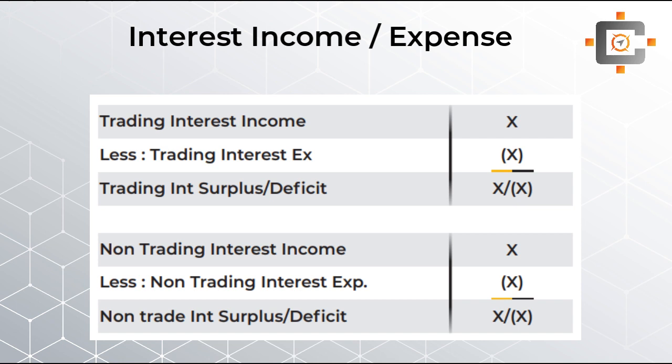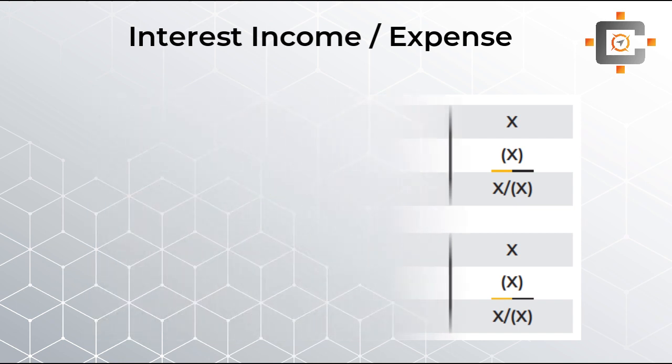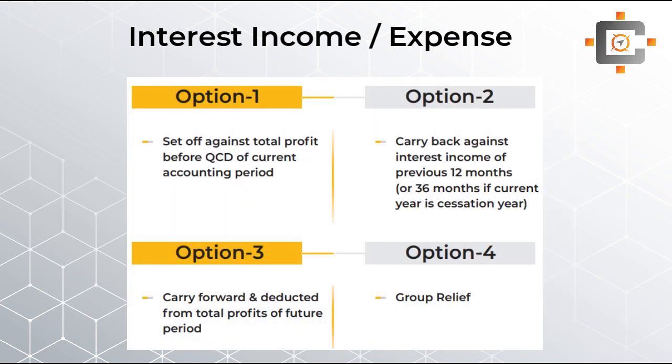Now let's say you have a non-trade interest surplus. That positive figure will go to your corporation tax computation under the head of interest income in the pro forma. But if you have a deficit, students, then that is a kind of loss, and that loss will have its own separate rules and separate options to set it off.